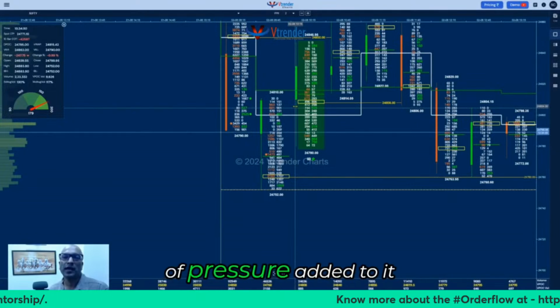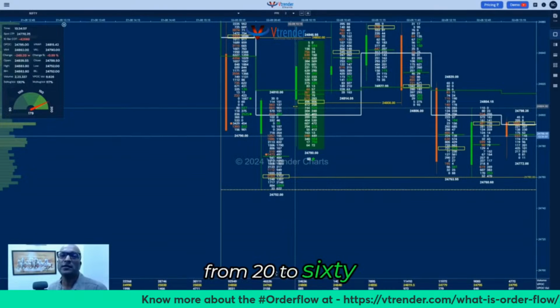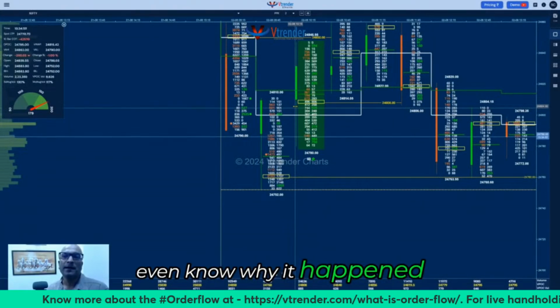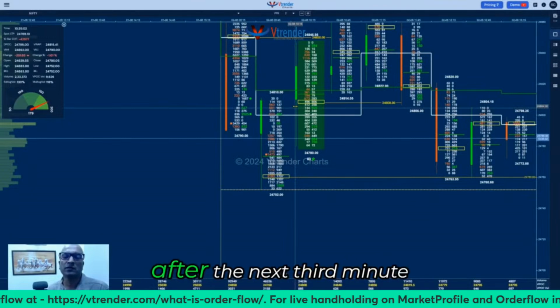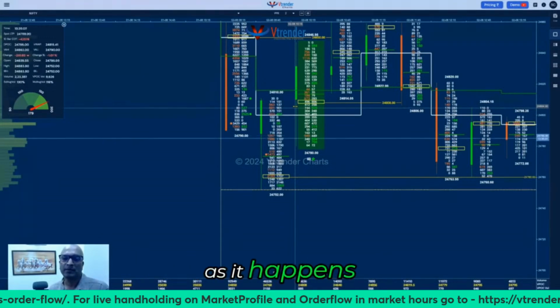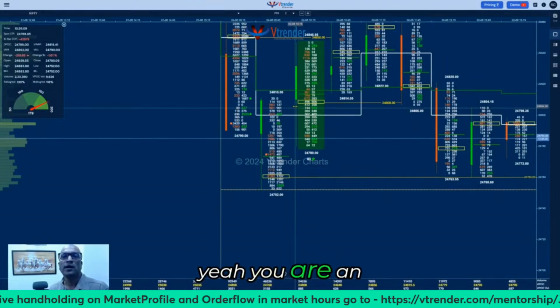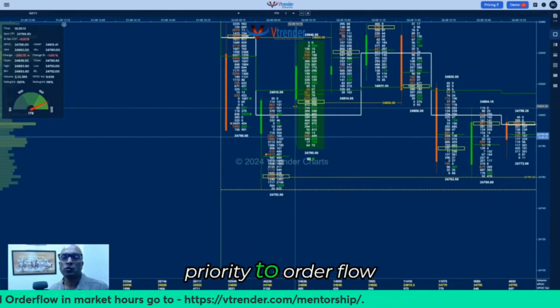is got a lot of pressure added to it, right? In 3 minutes an option price can move from 20 to 60, and you will not even know why it happened, right? If you're tracking open interest, it will just randomly give you a snapshot after the next third minute. But in order flow you can see it as it happens, right? So yeah, you are an open interest trader, fine, I get it, but always give priority to order flow data.